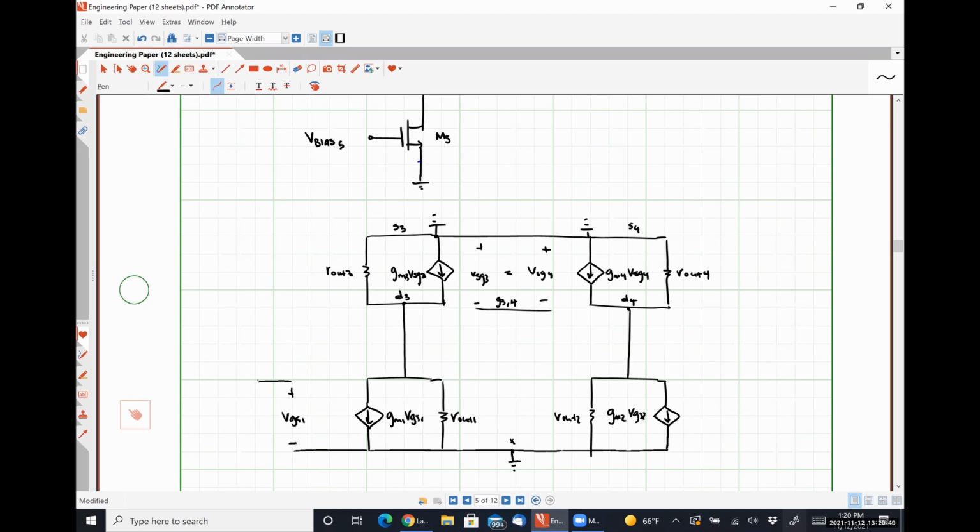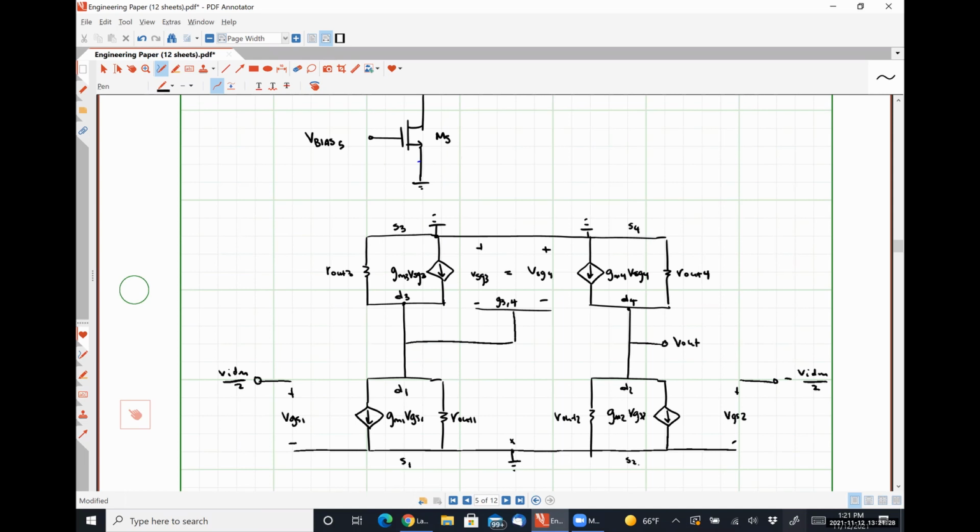Here's VGS1, where we apply VIDM over 2. Here is VGS2, where we're applying a negative VIDM over 2. Here's our output node Vout. And then I need to tie my gate to my drain over here, where this is D1, S1, D2, and S2.